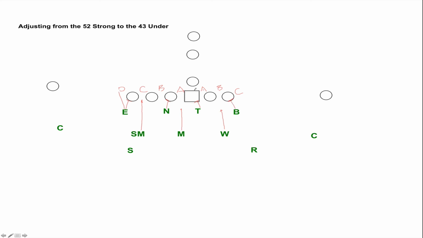So let's say this man were to step back and pull down the line of scrimmage. Then just like the tackle's responsibility on the 52 strong, he's going to get in that man's hip pocket and he's going to pursue down the line of scrimmage. These guys do not penetrate upfield. They control their gaps, and we have a pretty big line this year, so we should have no trouble controlling our gaps.